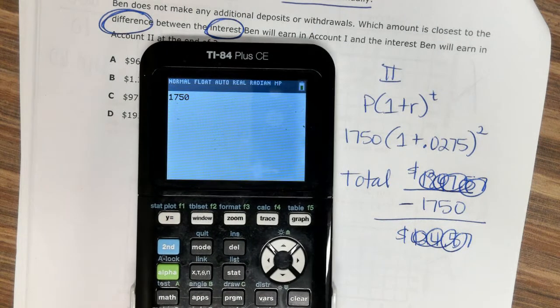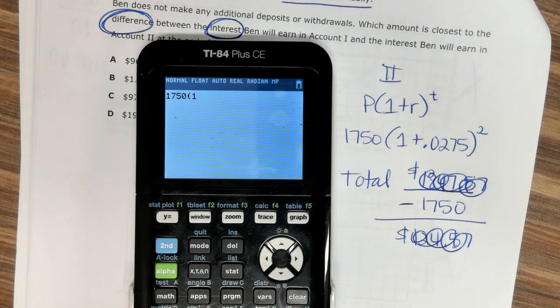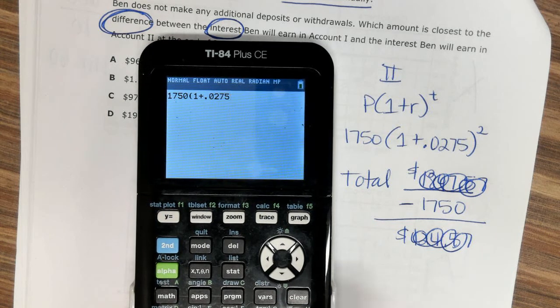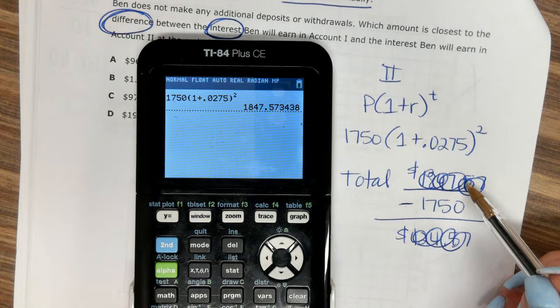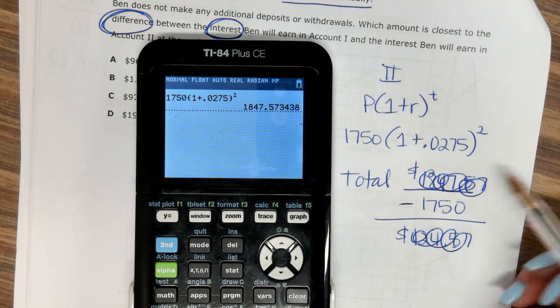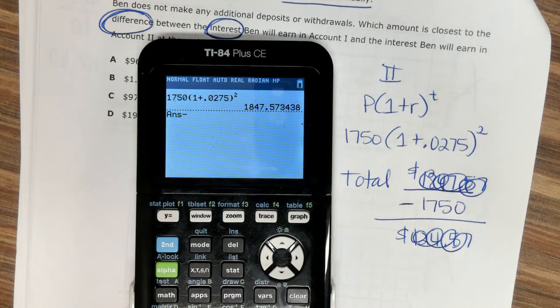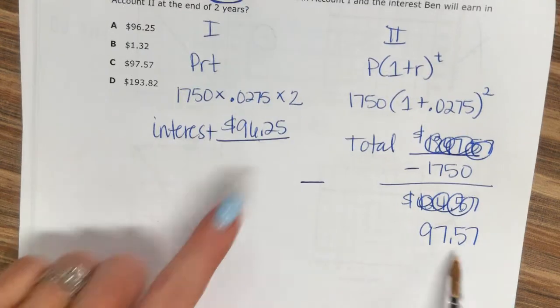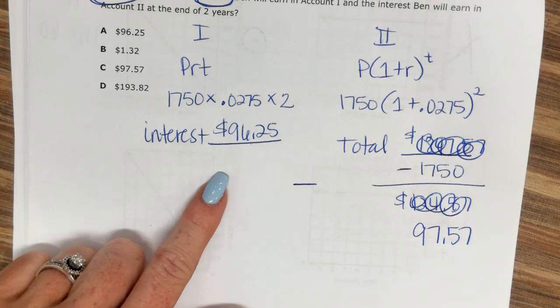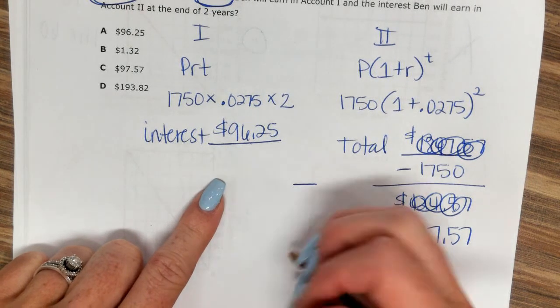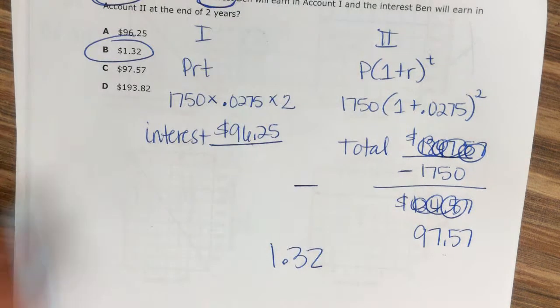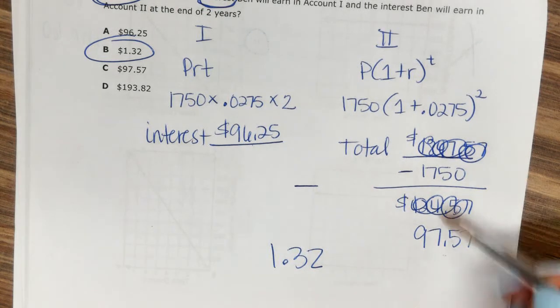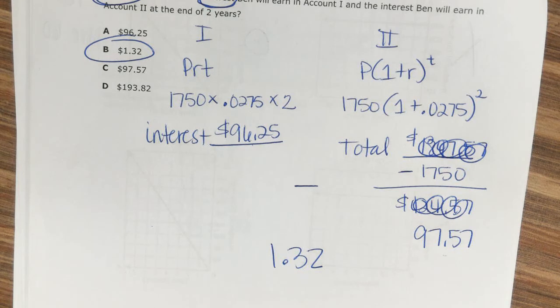So 1750, open parentheses, 1 plus 0.0275, close parentheses squared, was 1847. Isn't that what I had? Okay, minus 1750. That's where I did it wrong. I don't know what I typed in wrong. It was $97.57. So when I subtract, it's only going to be like $1.32. So you type one thing wrong, and it messes you up. So all my numbers were correct, just my subtraction. I typed something wrong into my calculator.